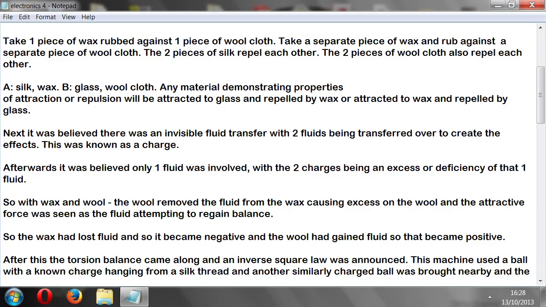Because of the way that was thought of, it made sense to say that the wax has got less fluid. Obviously, at the time, they probably weren't thinking about, I don't know, if you measured the weight of it, you probably wouldn't have been able to tell anything. But it was seen as more ethereal or something like that. So it became negative, and the wool gained fluid, so it became positive. So that's basically what they're thinking.